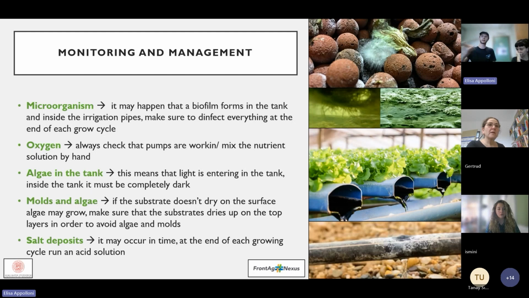Also the substrate can form molds and algae, so it's very important to have irrigation cycles that permit the upper part of the substrate, if you're using it, to dry up. Another very important problem is salt deposits, which may occur over time because the minerals, when the water dries, will accumulate on the surface of your pipes, and they can also rise to clog the system completely.